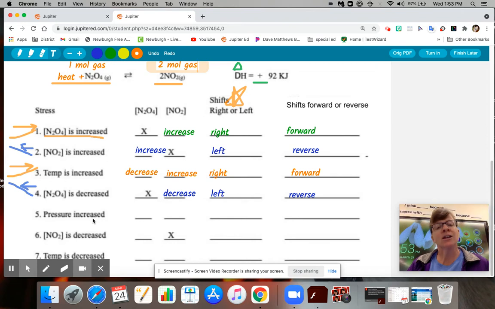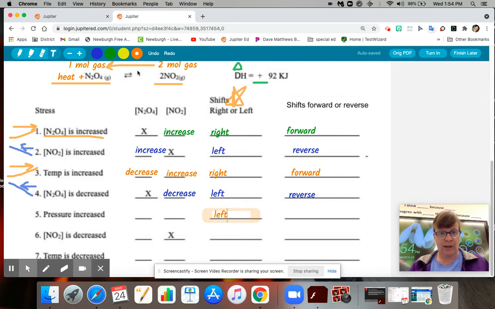If pressure is increased, you have a lot of collisions going on. To make it go back to equilibrium, you want less collisions. So it's going to favor the direction that has less moles of gas. Less moles of gas will reduce that pressure and send you back to equilibrium. So you can see the direction that has less moles of gas is to the left.